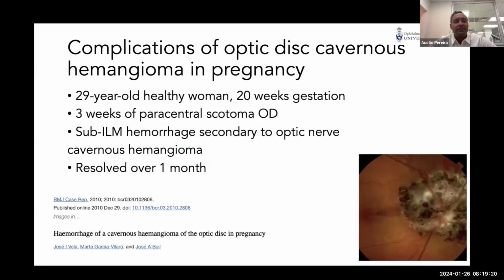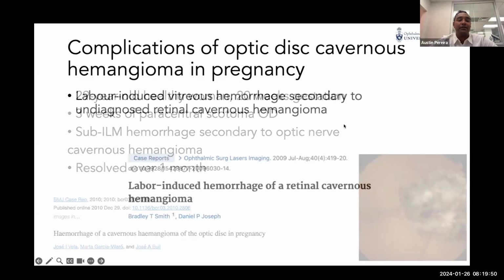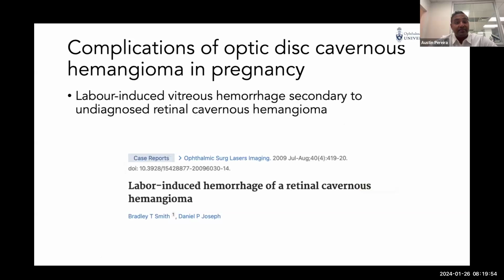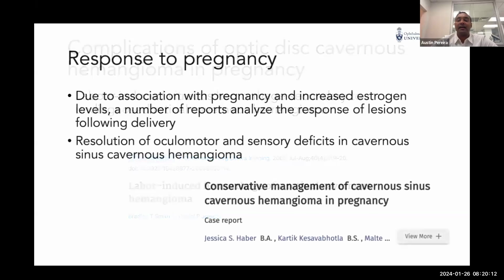And a very interesting presentation, which mirrors our patient, is a case report published by Vela et al., where a 29-year-old healthy woman, 20 weeks pregnant, had 3 weeks of a paracentral scotoma in her right eye. She presented with a sub-ILM hemorrhage secondary to the optic nerve head cavernous hemangioma. Luckily for this patient, it resolved over 1 month. They published a beautiful photo where you can see this triangular-shaped sub-ILM hemorrhage. For pregnant patients especially, labor can induce a vitreous hemorrhage. This was shown in a case report by Smith and Joseph, where during a spontaneous vaginal delivery, labor induced a vitreous hemorrhage that required a vitrectomy for the cavernous hemangioma.